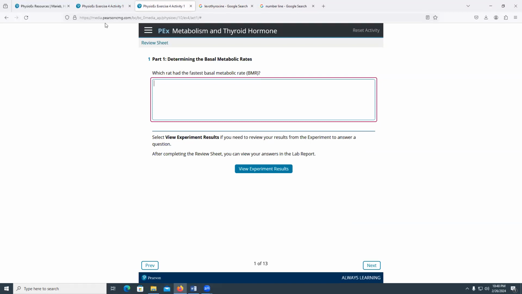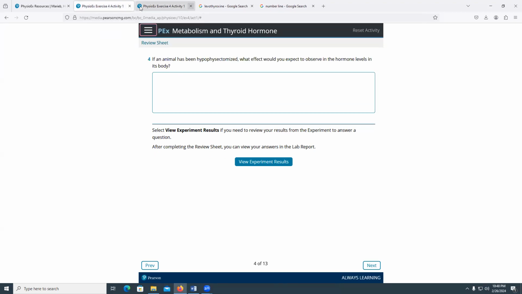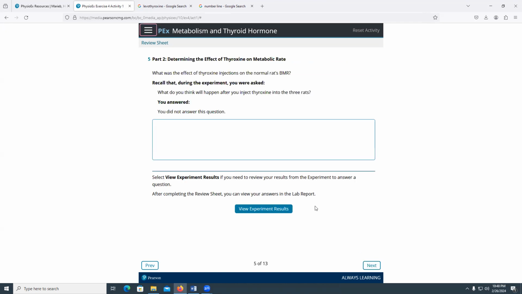Which rat had the fastest metabolic rate? We talked about that. If an animal has been hypophysectomized, we talked about this. So now moving on. Part 2 is the experiment. What was the effect of thyroxine injections on the normal rat?